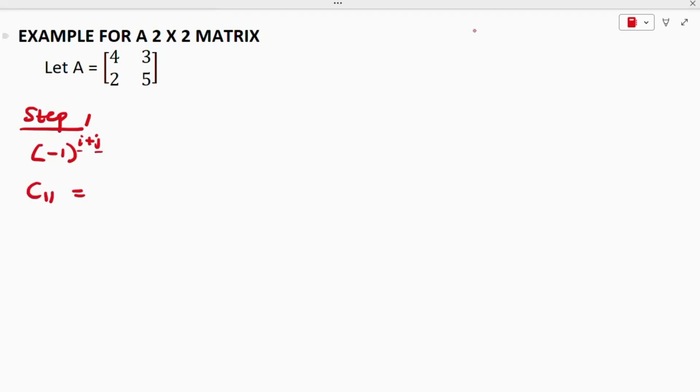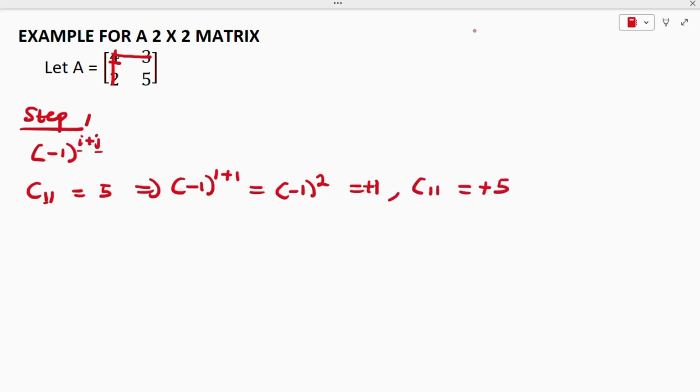So for C11, the row and column that belong to C11 are out, so we have 5 left. So the cofactor is 5. Now we apply the sign pattern: minus 1 raised to the power of i plus j, where i is 1 and j is 1. So this is minus 1 raised to the power of 2, which equals 1, which makes this positive. So C11 is equal to positive 5.